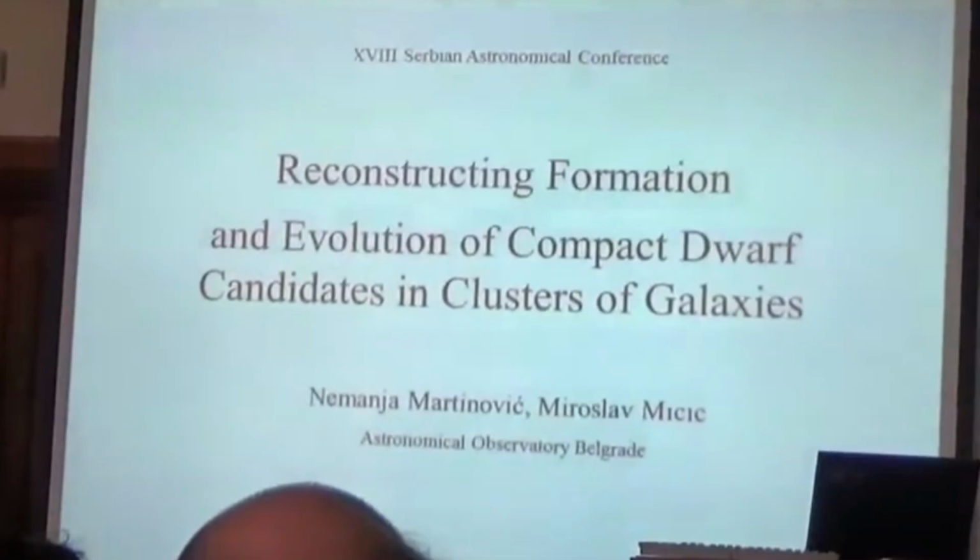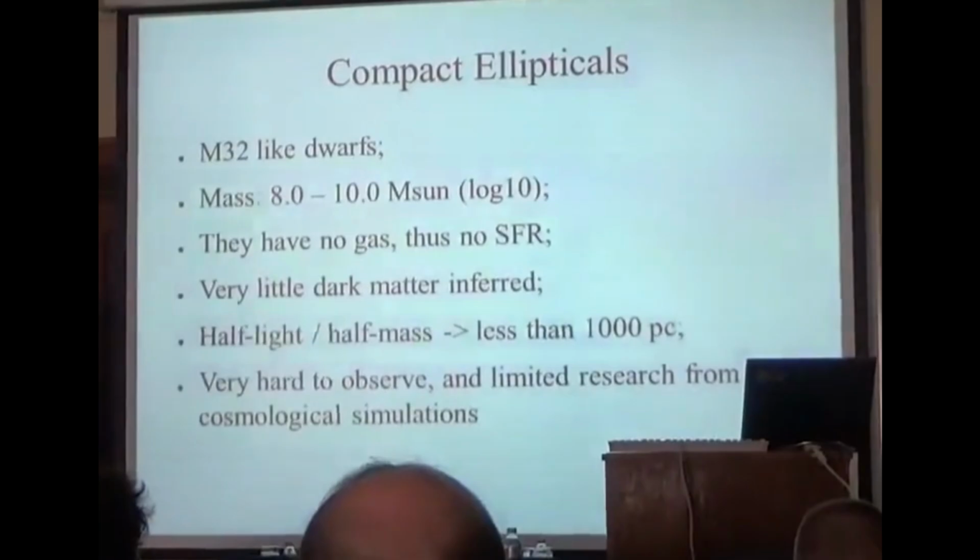So here we talk about the Illustris simulation and the formation of compact dwarf candidates, that is compact elliptical galaxies, from clusters of galaxies. So basically, we exploit the situation that we have this cosmological simulation that goes into the dynamical regimes where we can actually see what's going on with the dwarf galaxies as such.